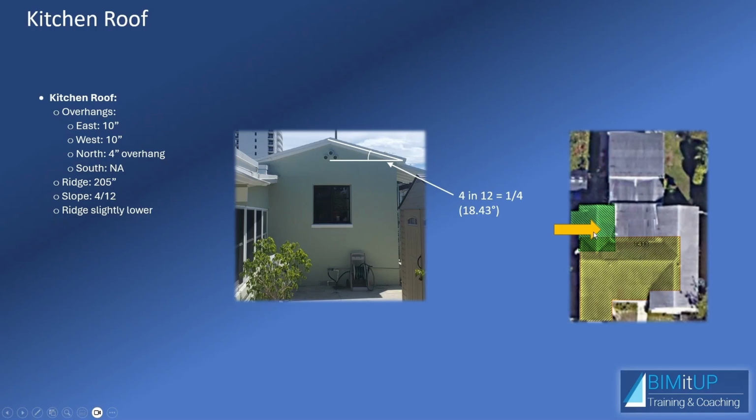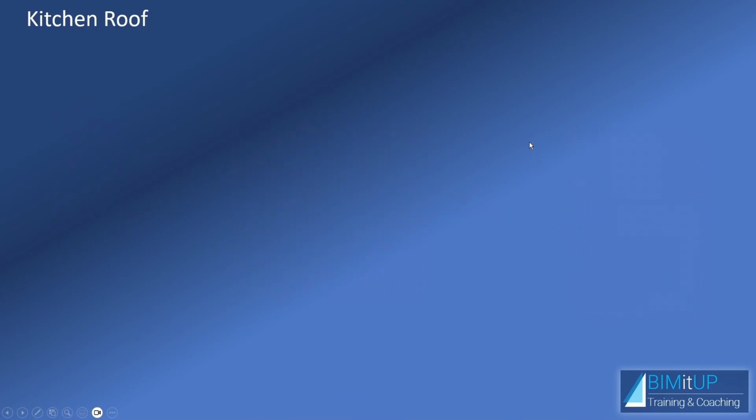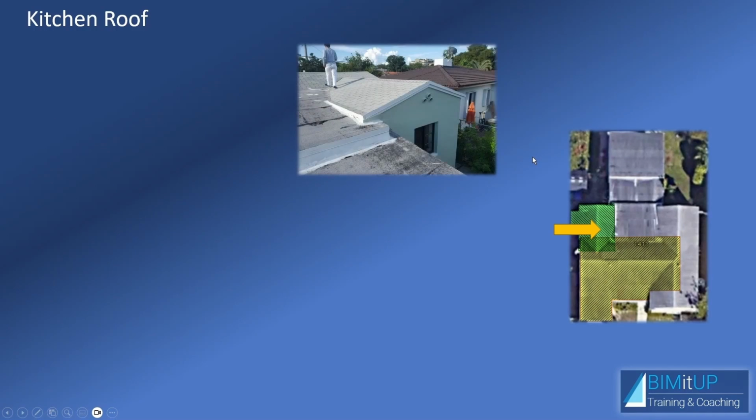We know that this ridge is in distance 205 inches. We already mentioned our slope at 4-in-12. And we know that this ridge is considerably lower than the main roof's ridge. We'll see that in the next slide. So we're continuing with the kitchen roof. There's that ridge that is considerably lower than the main roof's ridge.